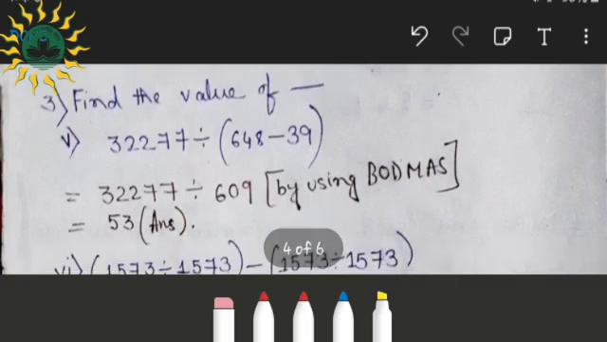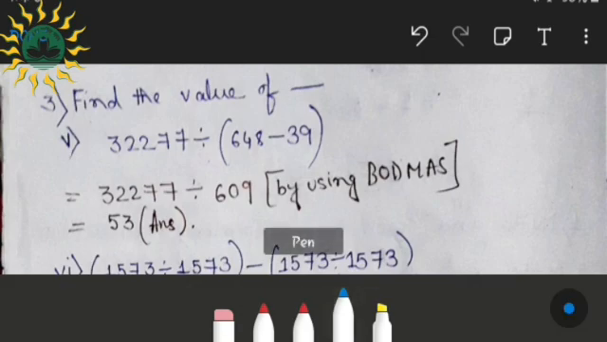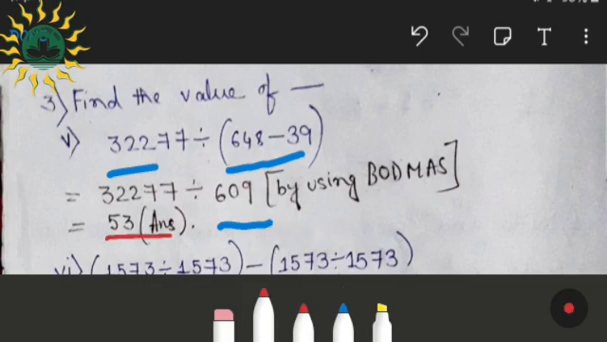Now find the value of the given expression, that is 32,277 divided by within bracket 648 minus 39. So here we will apply the BODMAS rule. We have already known what the BODMAS rule is, right? So as per the BODMAS rule, we first have to solve the portion given in the bracket. The bracketed portion is 648 minus 39. So we'll subtract that first and we will get 609. So if we divide the given number by 609, we will get 53 as our final answer.